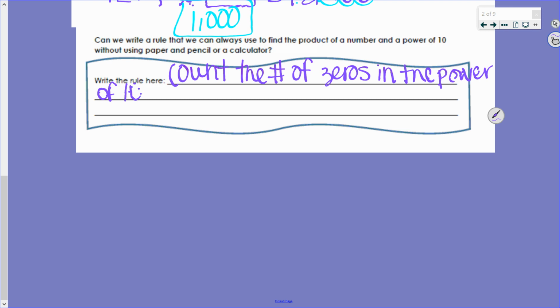Okay, so you count the number of zeros in the power of 10, and then I move my decimal either left or right. So I'm going to count the number of zeros in my power of 10, and then move my decimal to the right when it's greater than 1.